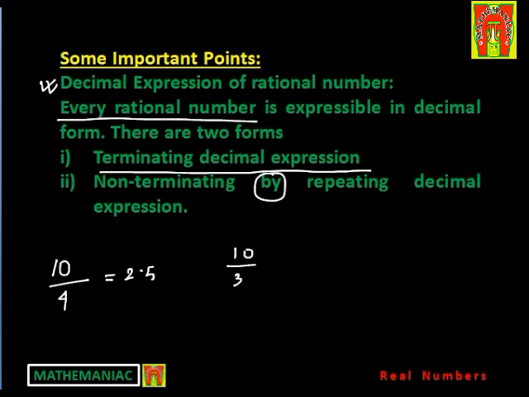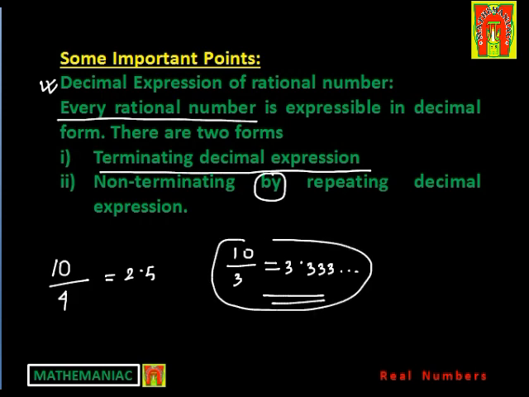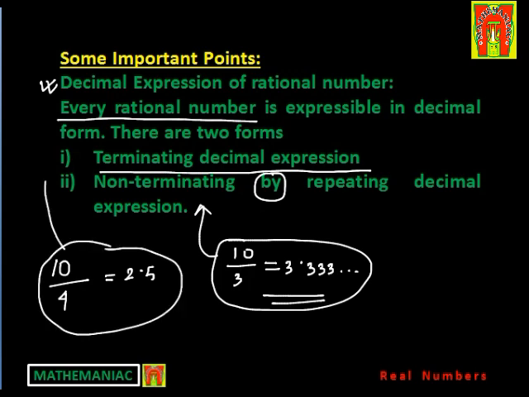If instead of 4 I ask you to divide 10 by 3, what exactly are you supposed to get? It is 3.33. Like this it will go on repeating, it will never end. So this is the other category of rational number, and the one where the division finishes is the first category. So these are the two types of rational number which you have to take.